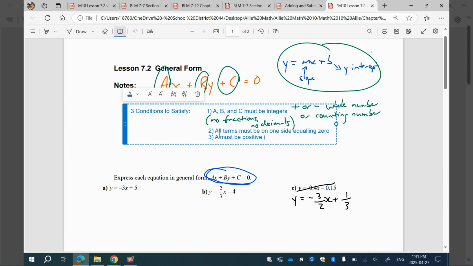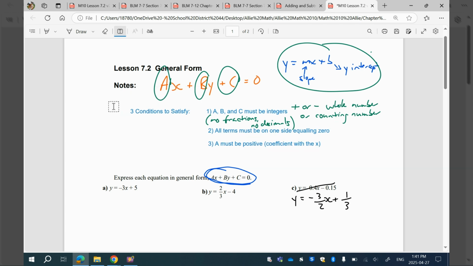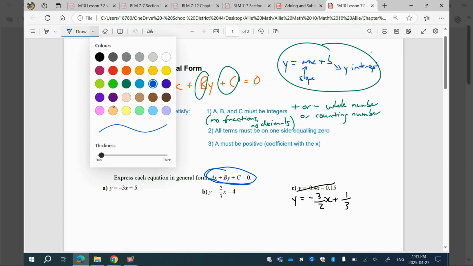So the coefficient with the x. We want to see this A right here, this first one, make that positive. So if we already have a positive, we would move all of our terms to that side. We don't want a -3x. We got to make sure that's the positive one. We can have a negative y, that's fine, or negative coefficient on the y, but the x needs to be positive. So let's look at a few.